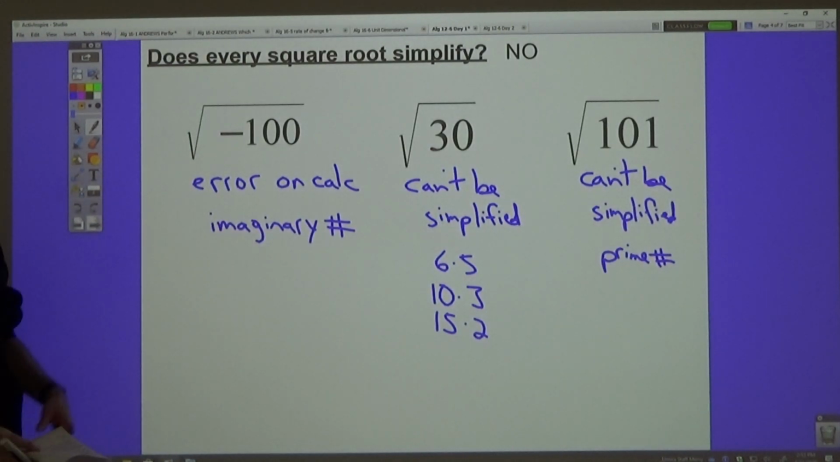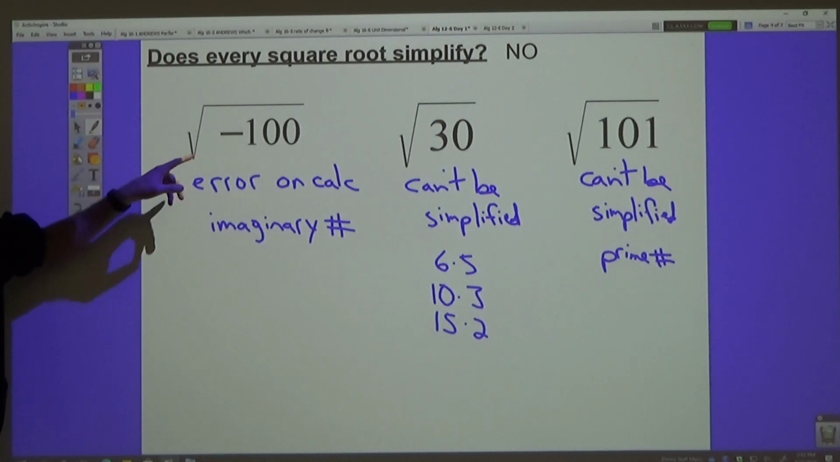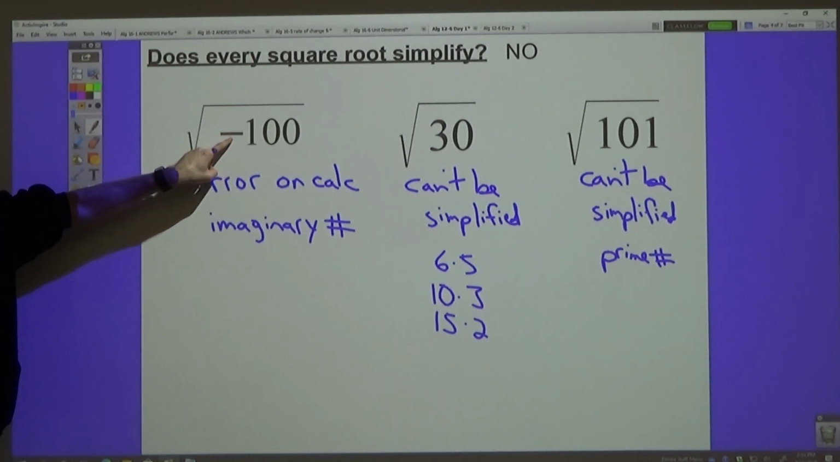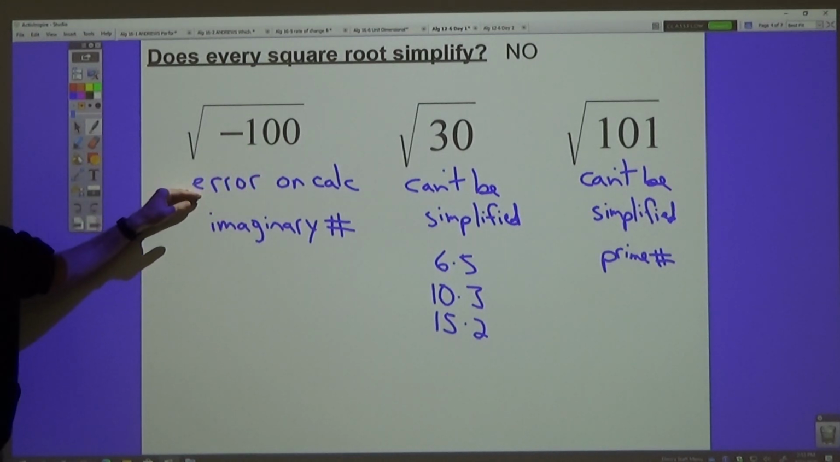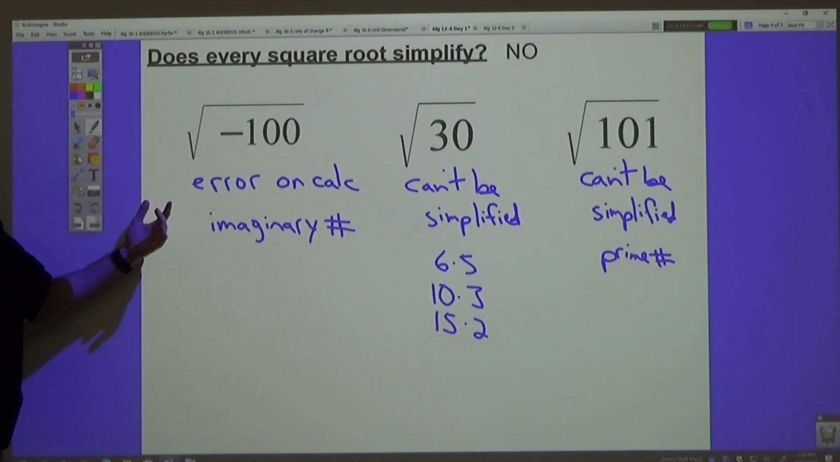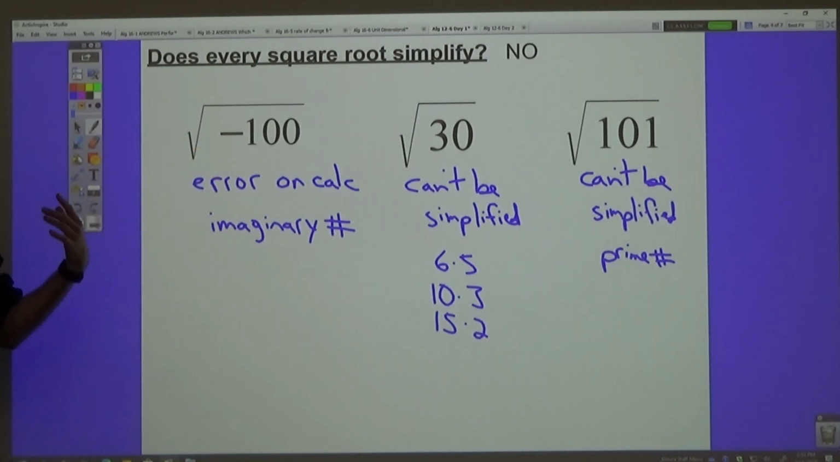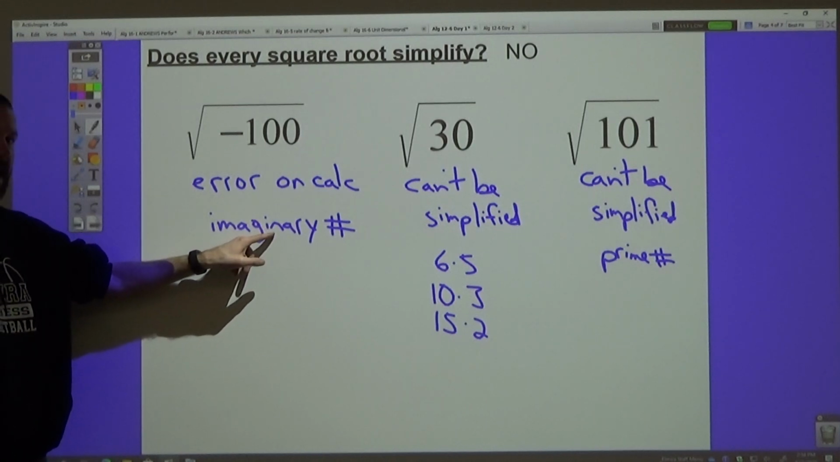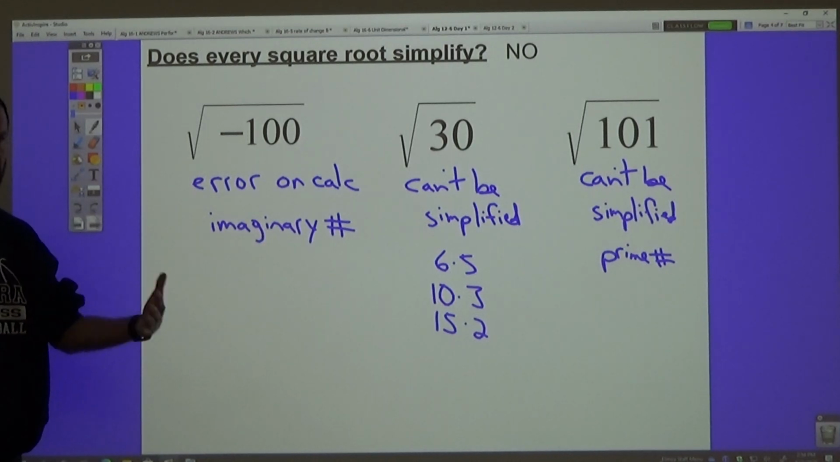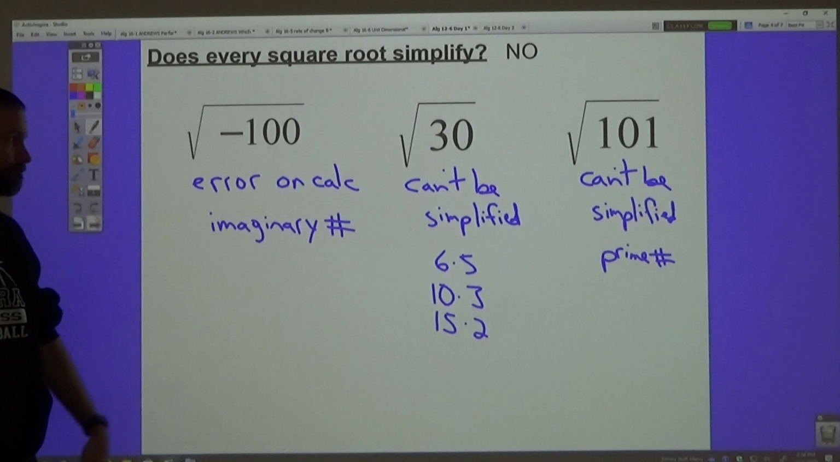Does every square root simplify? No, it does not. You cannot take the square root of a negative number. If you actually type that into the calculator, you're going to get an error, because there is no such thing as the square root of a negative number. It's actually an imaginary number that you'll get into in 10th and 11th grade.